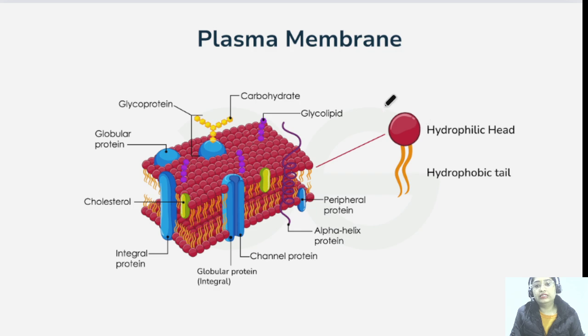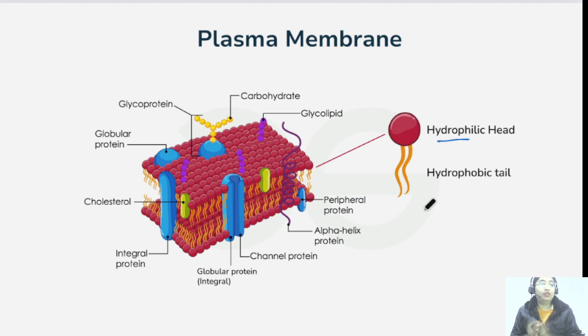Here you can see this is the lipid. It has a hydrophilic head. Hydrophilic means water loving head, and the tail is hydrophobic, which means it is water hating or water repelling. The tail is always present in the inward direction and the head is always present in the outward direction. It takes a structure like this, and as it is made up of phospholipids, it's not a rigid structure. It's a very flexible structure, fluid like, so that's why it was named fluid.